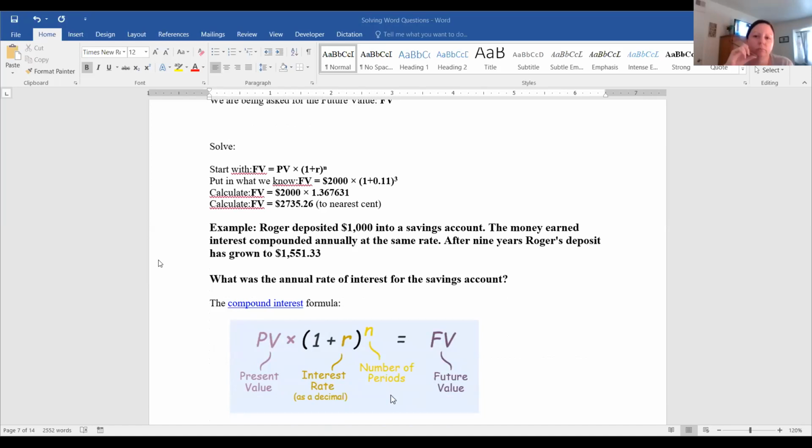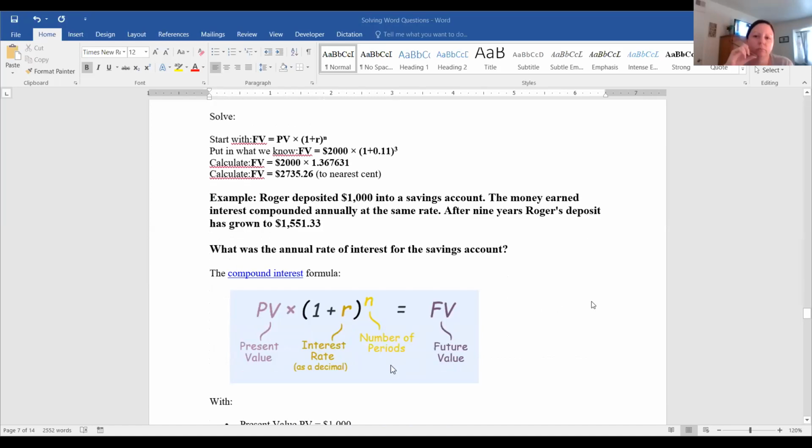Okay, one other problem here is sort of the reverse. If we put $1,000 into a savings account and the interest is compounded annually at the same rate, then after 9 years, his $1,000 has grown to $1,551.33. So what is the annual rate of interest?